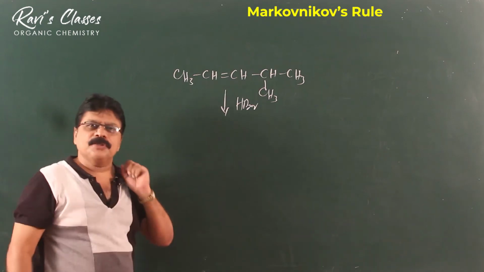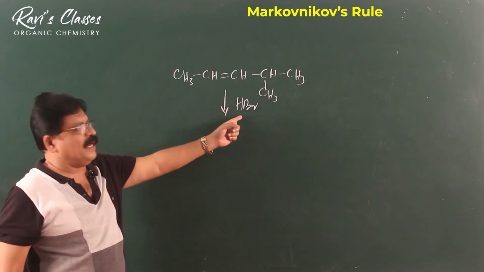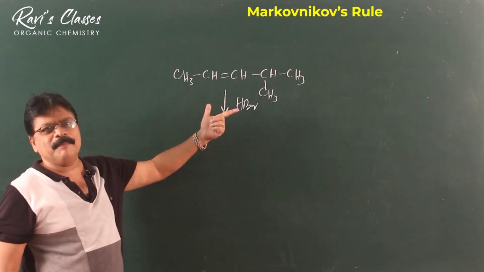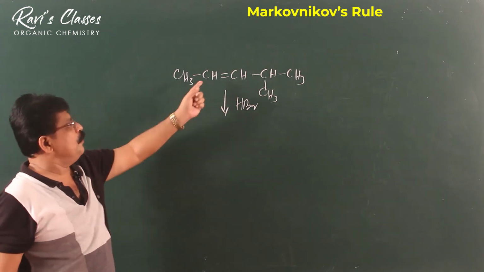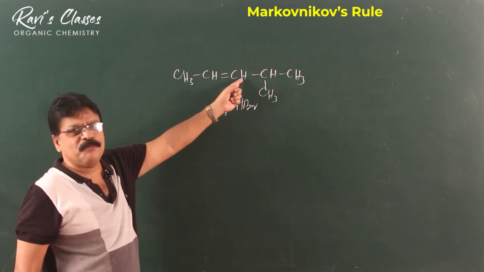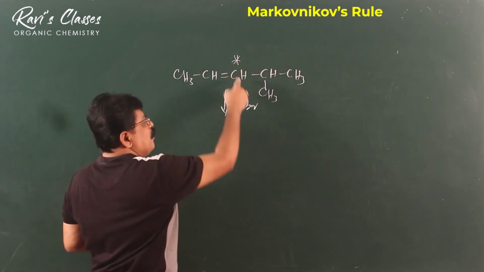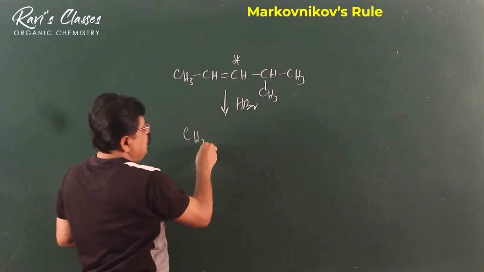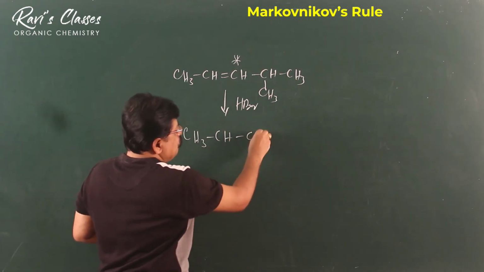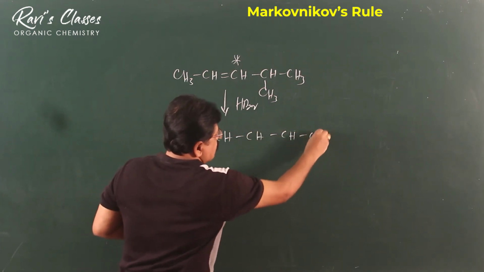Now, look at this compound. In this compound, when you add HBr, where will Br minus go? Where will H plus go? We know that this carbon and this carbon, this is going to be the most stable carbon cation. Therefore, at this most stable carbon cation, Br minus will go. So, we will be able to write the product like this.